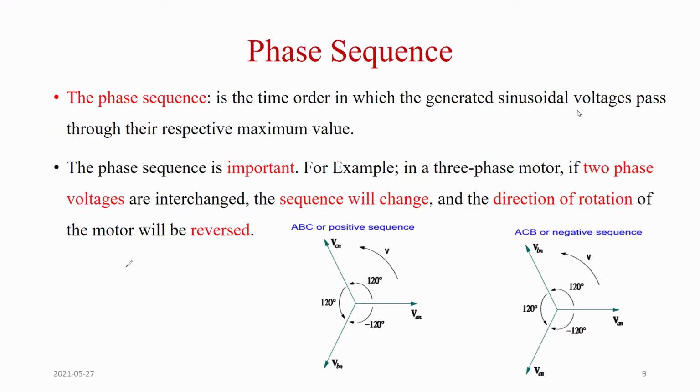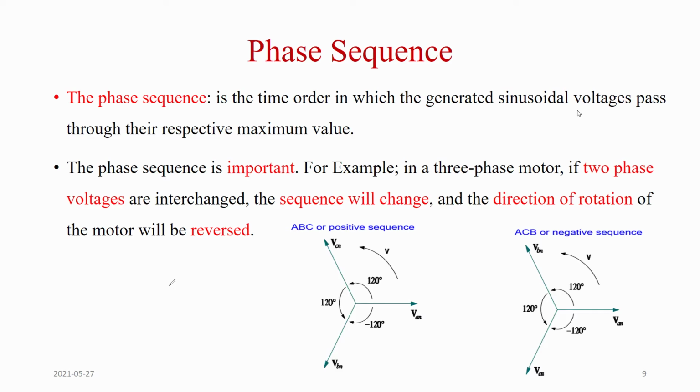Now, if you have the 3 wires, A, B, C, and you flip any two wires, you're going to have the reverse, which is A, C, B. So when you change the sequence, you're going to change the rotation of the magnetic field, basically. In motors and generators, when you change the sequence, you're going to see a rotation in a different direction.